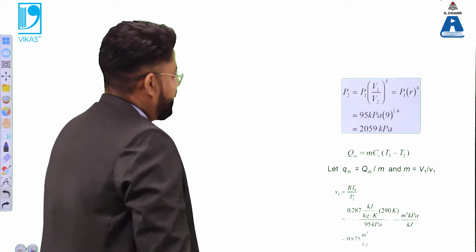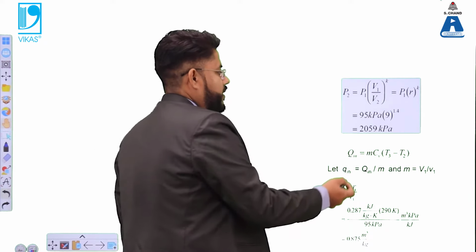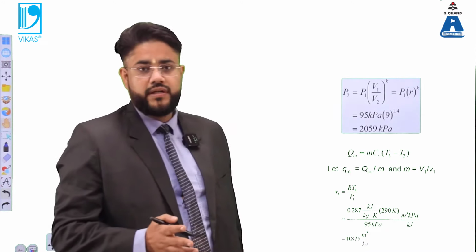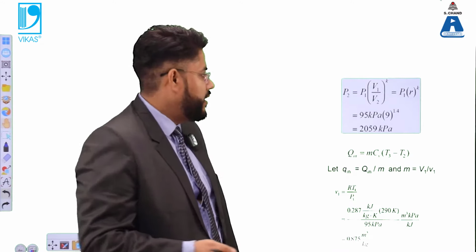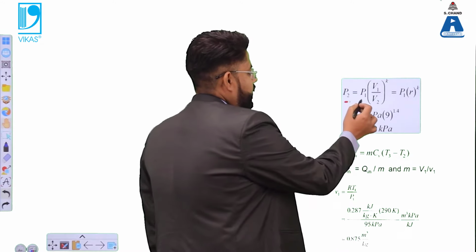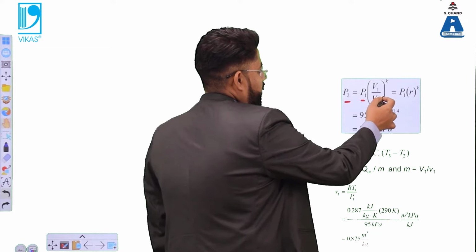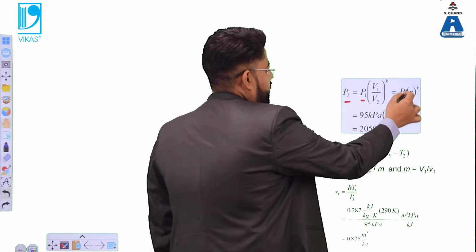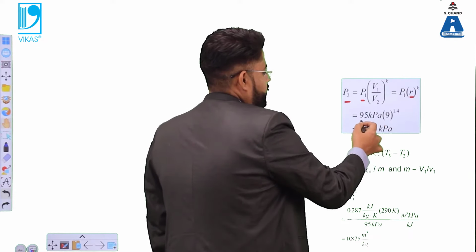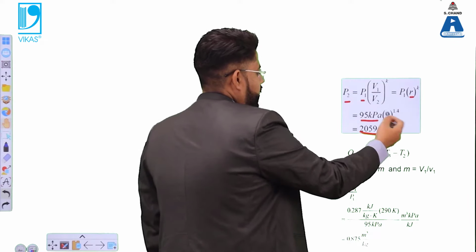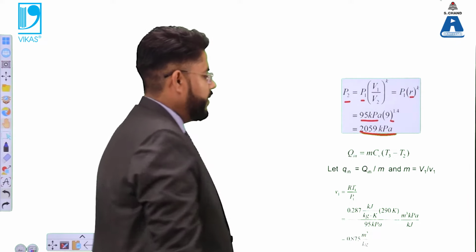Now for the pressure value, we'll be using the pressure equation for this isentropic process. So P2 is P1 times V1 over V2 raised to the power K. So V1 over V2 is r raised to the power K, which can be substituted, and the pressure we know. So in kilopascals we'll get this value of P2.